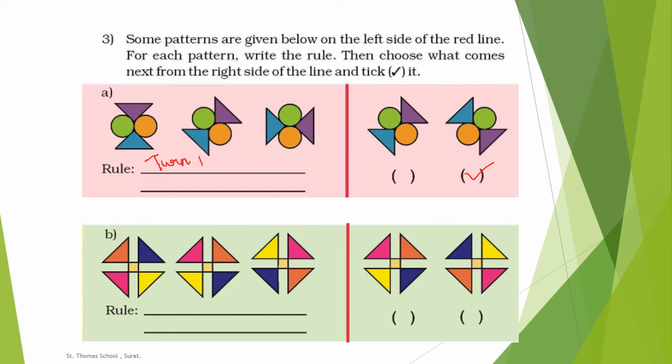Like this you have to write it in your textbook itself. Clear with this? Because the turns have been going by a 45-degree angle, that is why you have to write the rule as turn by 45 degrees each time. Clear with this, everyone? Now come to the next B figure. You can see the figures have been given to you.